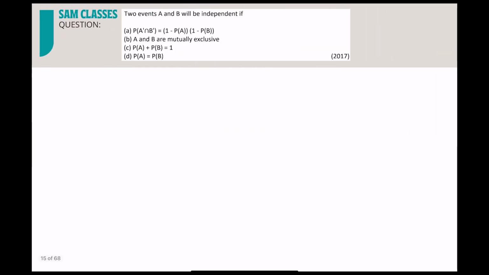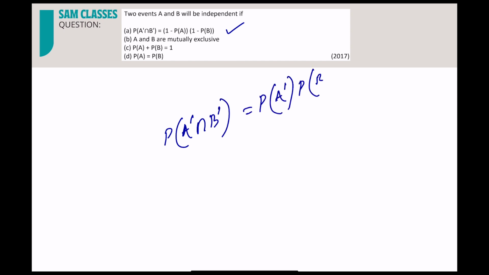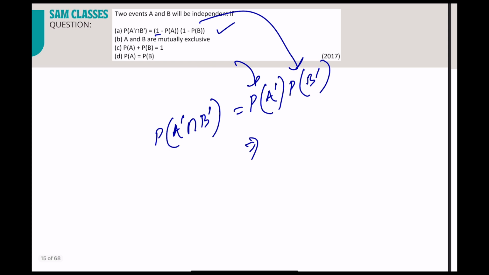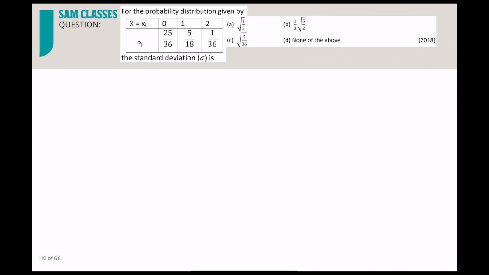Now, next, two events A and B will be independent if the first one. How, sir? P of A bar intersection B bar, it will be independent if it is P of A bar into P of B bar, correct? And 1 minus PA is what? P of A bar only. And 1 minus PB is what? P of B bar only, correct? That's it. Next, for the probability distribution, P of xi is equal to this, find the standard deviation.